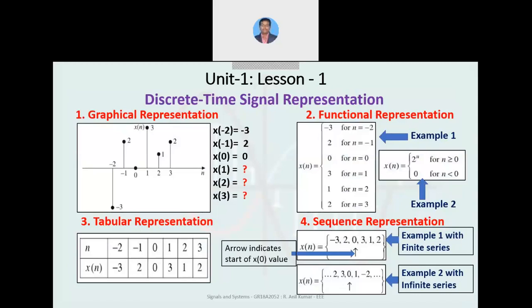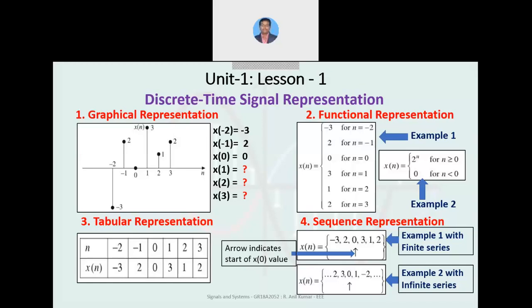And next, coming to sequence representation. This sequence representation is similar to a set of values. In a set we write some elements; similarly here we also write a set of elements, but here the values are represented with their magnitudes. The arrow indicates the position of the sample n equal to 0, the sample starting value. To the left of that arrow are the negative instant samples and to the right of the arrow are the positive samples. From this sequence representation we can see that x of 0 is 0.